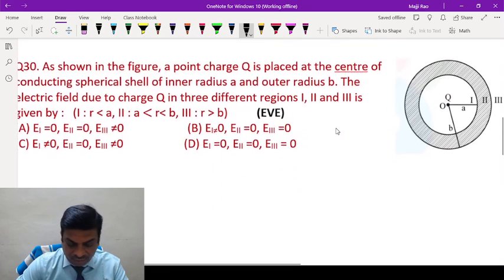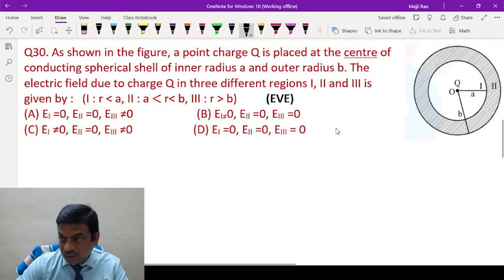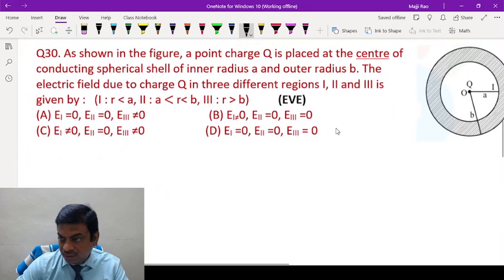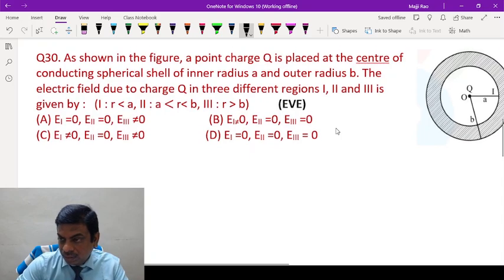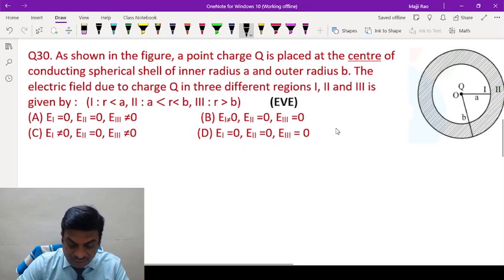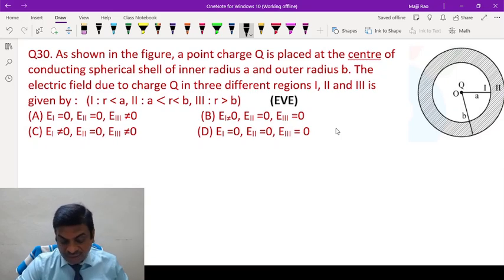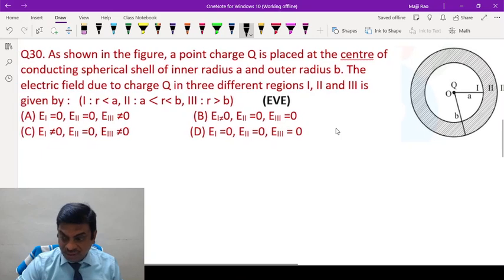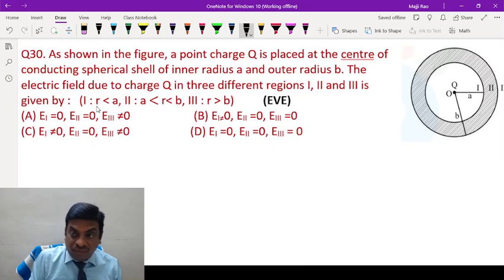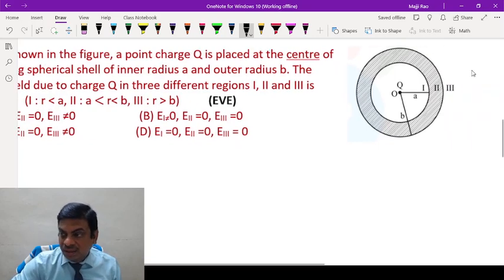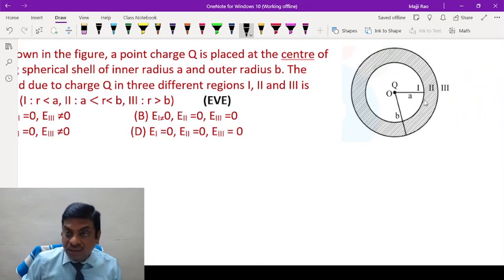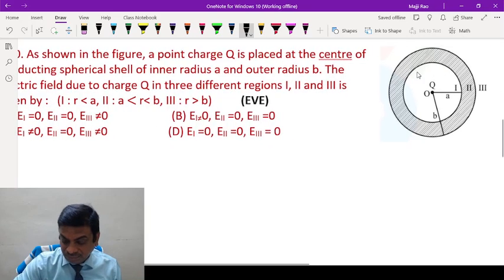As shown in the figure, slightly I'll compress this. As shown in the figure, the point charge Q is placed at the center of the conducting spherical shell of inner radius A and outer radius B. The electric field due to charge Q in three different regions, 1, 2, and 3 are given by. So region 1, as you can see, students, for distance from the center less than A, this region 1, has been marked in the figure also. Region 2 is between the two surfaces, and region 3 is outside it.